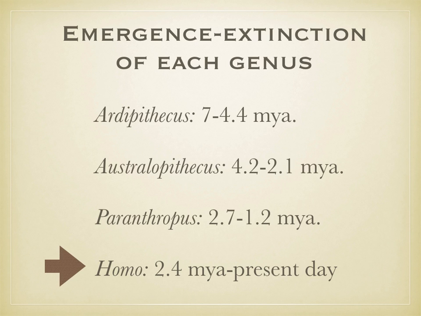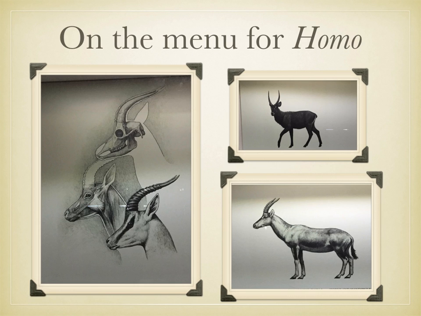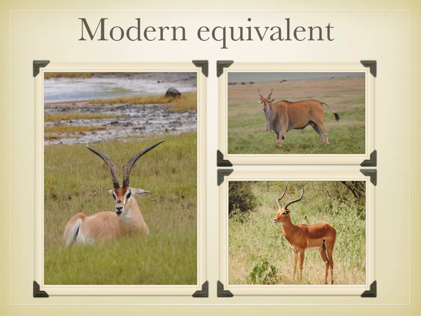Next, we'll move on to the genus Homo, which arrived on the scene about 2.4 million years ago and continues today. As you can see, the brain size is continually growing. There's a rapid increase in the brain size over time, from 650 to 1400 cubic centimeters. They are making tools, and their diet begins to include meat. Here are some of the ancient creatures that Homo would have been eating, and some of their modern equivalents that you can see in the region today.